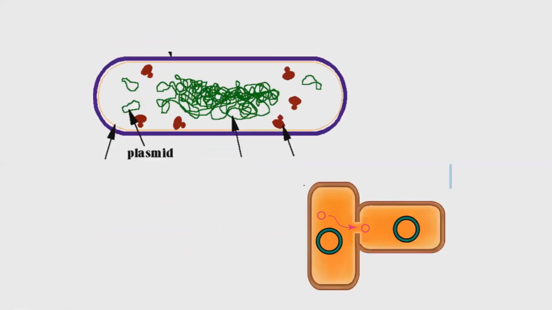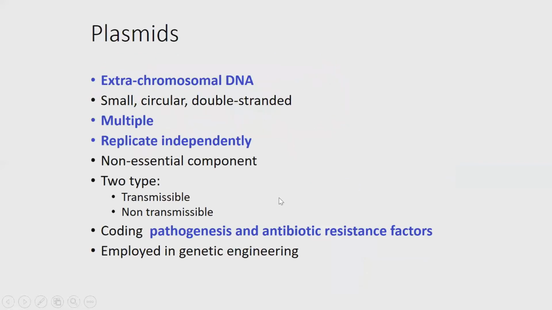Let me show you the picture of the plasmid. You can clearly see that this is the plasmid, and it is being transferred from one bacterial cell to another. So you can see that it can transmit this DNA from one cell to another. This is the plasmid lying outside the nucleoid. It is independent. It can replicate independently, and it can be transmitted from one cell to another. Some plasmids can be transmissible, but some are non-transmissible as well.